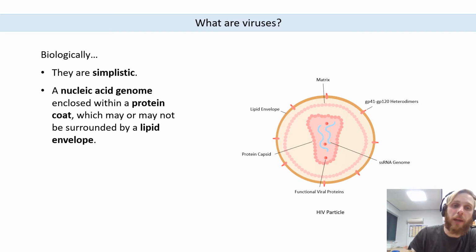And the simplest way we can summarize the biological composition of a virus particle is by saying it is a nucleic acid genome enclosed within a protein coat, which may or may not be surrounded by a lipid envelope. That's quite a neat little summary there.